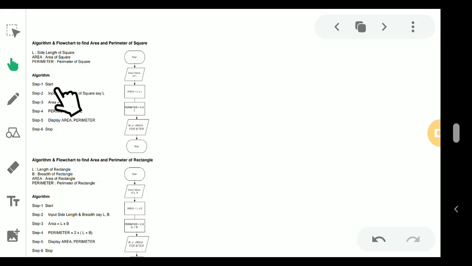The first step is start. The second step is to input the side length of a square. Only in the case of a square, the breadth concept is not there, only the length concept, meaning the side. That's why we have taken the input of length.